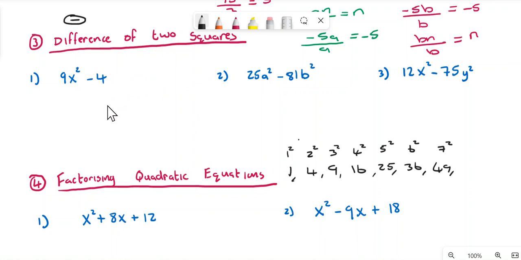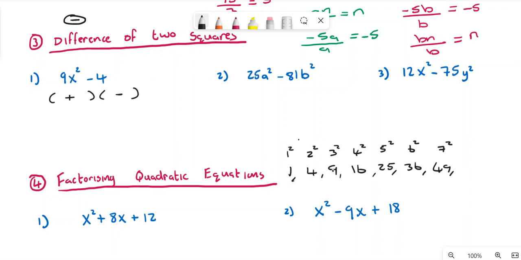So what we can do then is factorize this using the difference of two squares method. We open up two brackets like so, and we make this one plus and this one minus. So we think about what would be the factors of 9x squared, two terms that when we multiply them by each other will give me 9x squared. The first one will be 3.